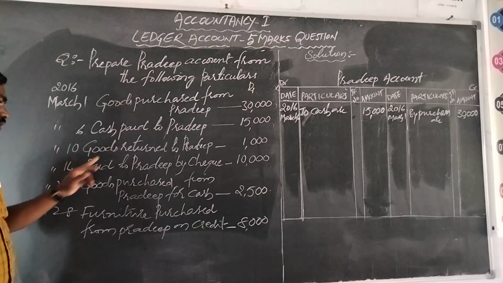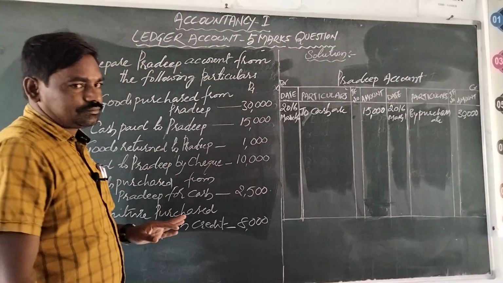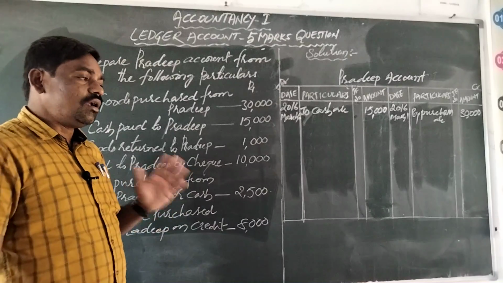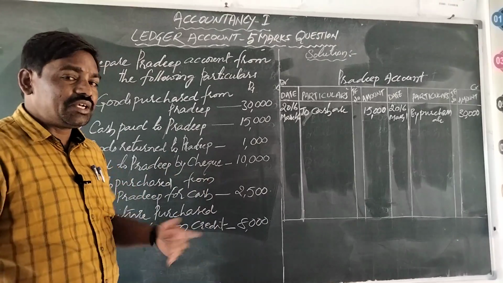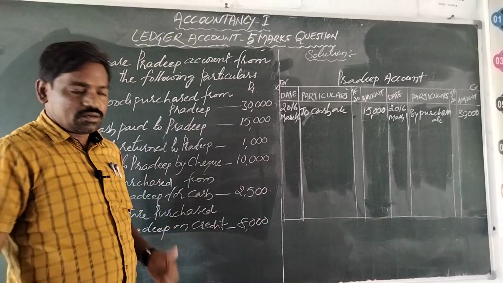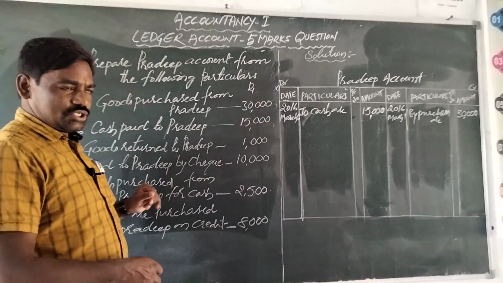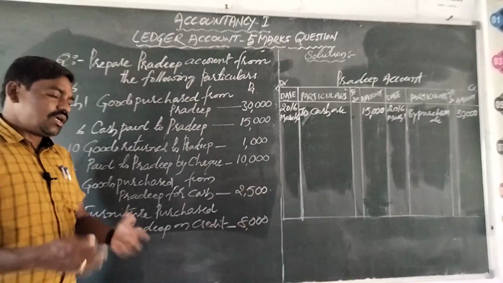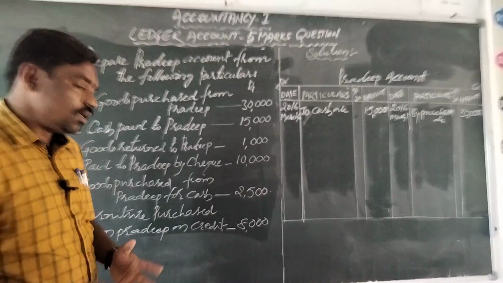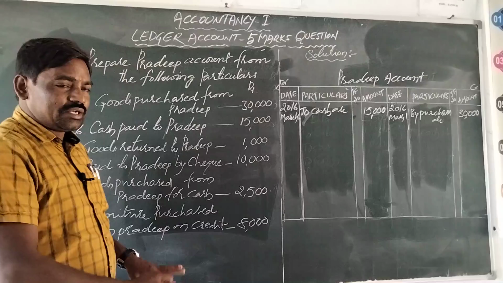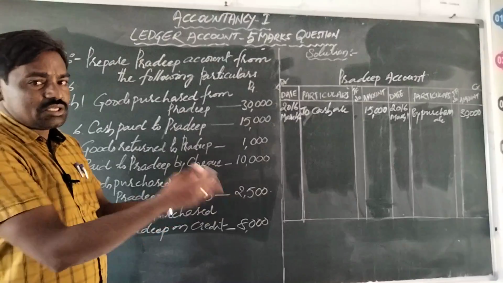On March 10th, goods returned to Pradeep. Here is Pradeep the receiver or the giver? When we return the goods to Pradeep, Pradeep is the receiver. On March 1st, we purchased the goods from Pradeep. Because of some defects in the goods, we returned goods to Mr. Pradeep. Those returned goods are called purchase returns.